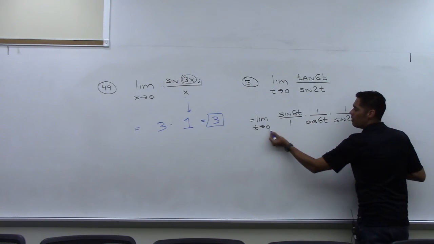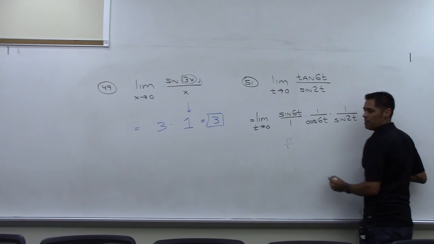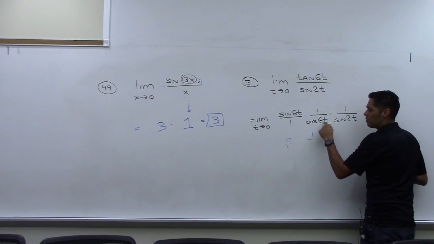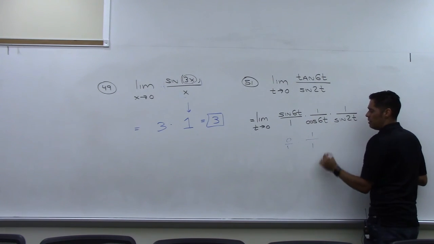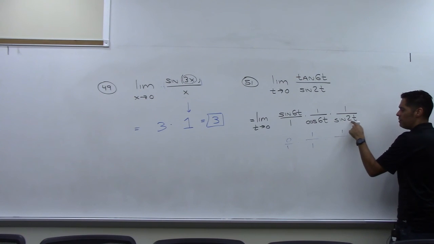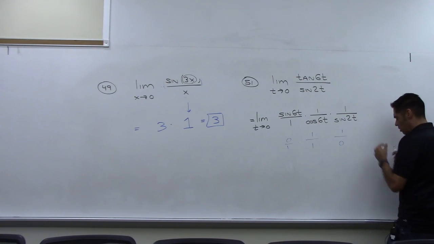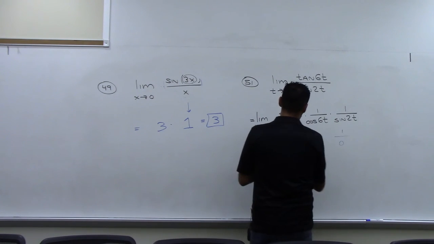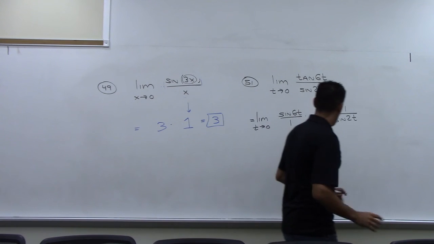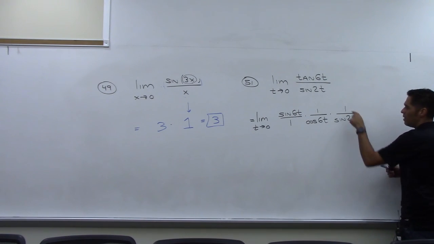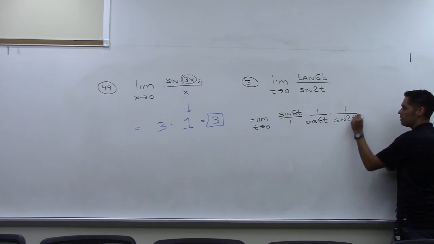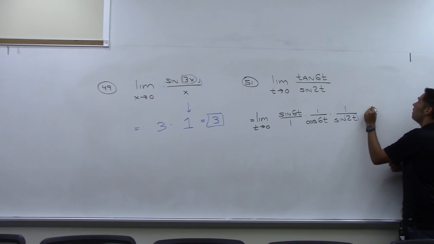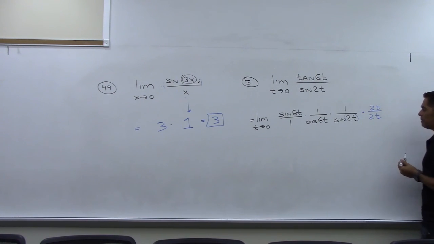If t goes to 0, this is 0 over 1. That's not a problem. Over here, if I plug in t is 0, cosine of 0 is 1. That's okay. Over here is where we have the problem. Sine of 0 is going to be 0. That's the trouble. So I want to somehow eliminate this from being a problem. And to do that, I'm going to use that junk thing. But up here, I need the same argument. I need a 2t. So I'm going to introduce a 2t on the top and a 2t on the bottom. I'm allowed to do that.